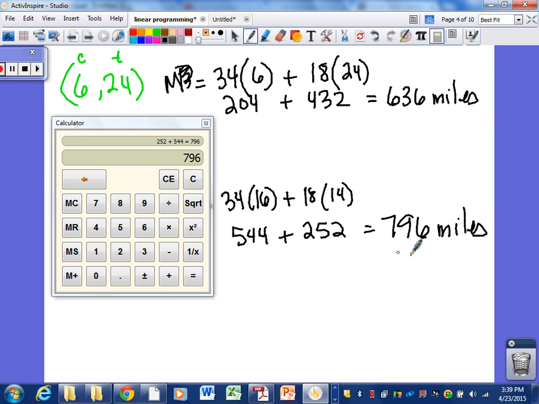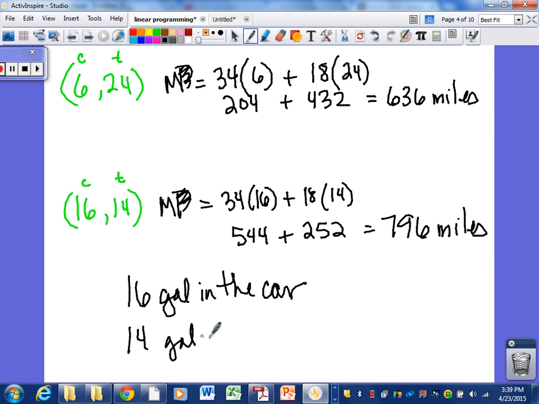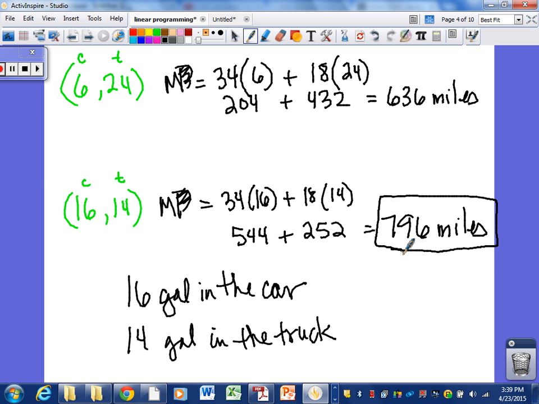So it would behoove me, very much so, to put 16 gallons of gas in the car and 14 gallons of gas in the truck. If I split up my gas that way, I can drive 796 miles. That's the maximum number of miles I can drive with this option: fill up my car completely and put only 14 gallons in my truck.